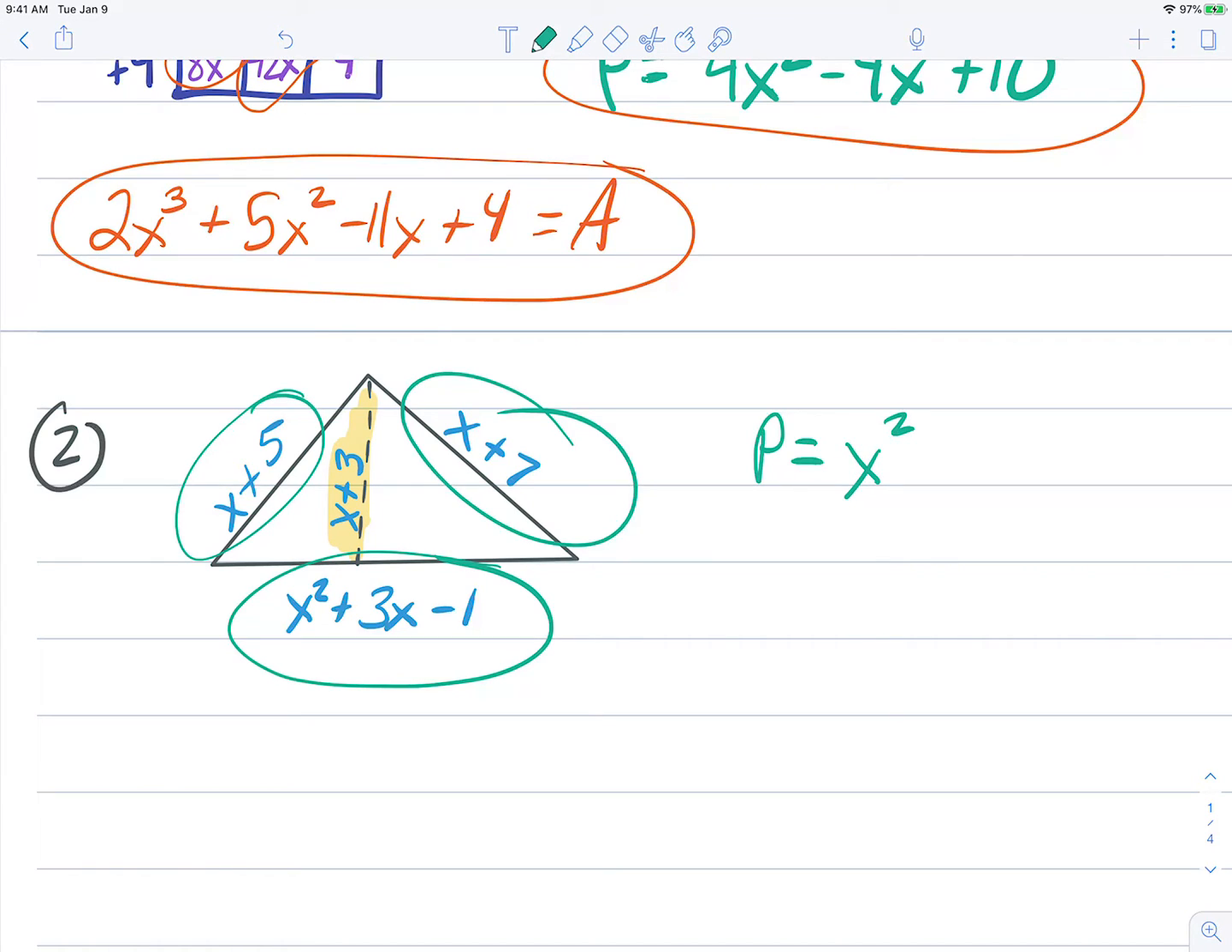In terms of x's, I have 1x on the left, 1x on the right, and 3x's on the bottom, so that's a total of 5x's. In terms of constants, I have a 5, a 7, minus 1, so that would be plus 11.